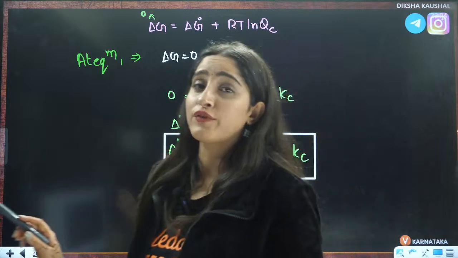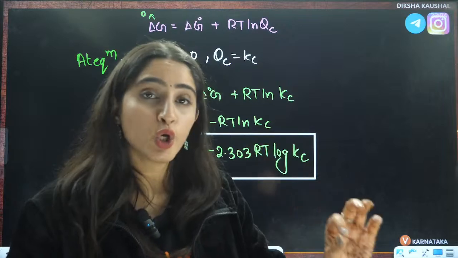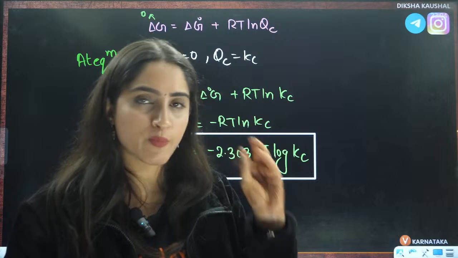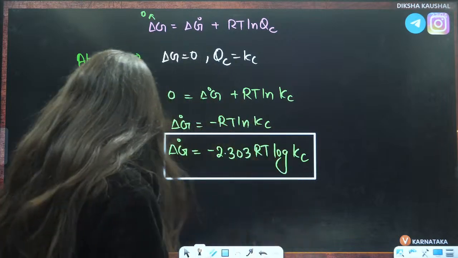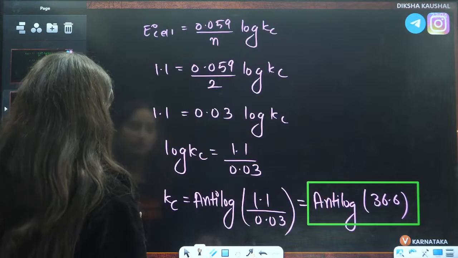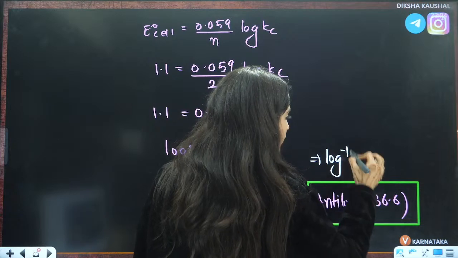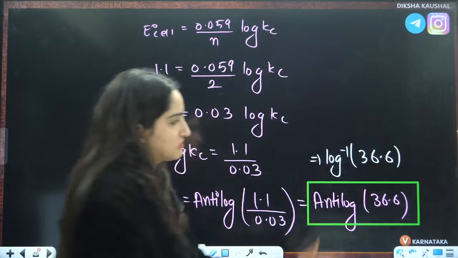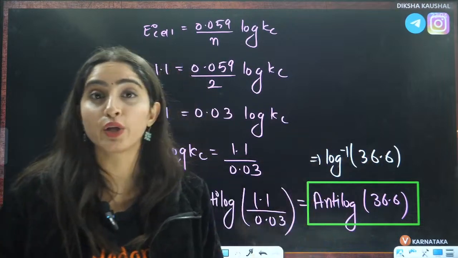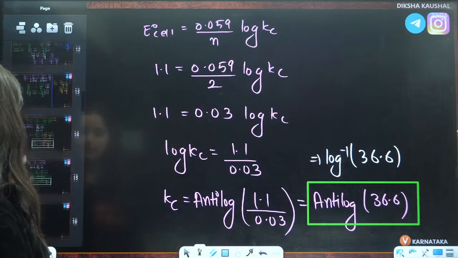Both of these, if they ask you the equilibrium constant, you need to calculate the antilog. But as I told you, antilog of easy things will be asked, not the difficult things. Here in the option, you can also see log inverse of 36.6, because antilog is log inverse only. So this is also the option that you will see. Okay? Yes, everybody?